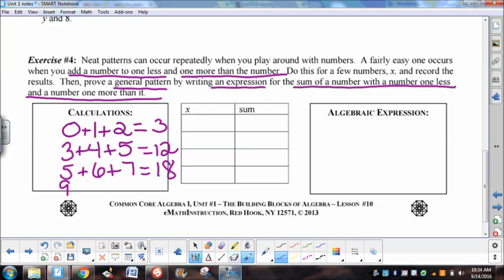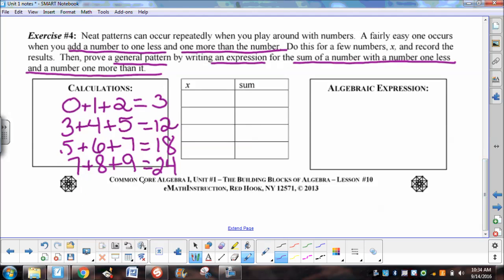What about if I go to 9? Whoops, I lied. The number I want to pick is 8. 1 more than that is 9, 1 less is 7. Yep, let's go with this. So 7, 8 and 9 gives me 24. I always like to throw in maybe a negative. So -1, if I want to start with that. What's 1 less than -1? That's -2. And what's 1 more than -1? That's 0. And if I add those up, I get -3.